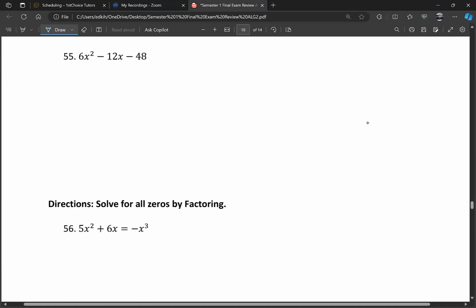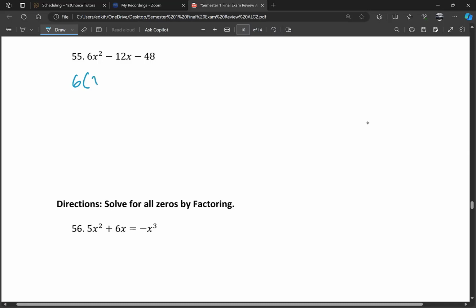All right, so for this question, we have to factor. Again, always look for GCF first. We do have a GCF. 6 goes into all of them, so I'm going to take that out.